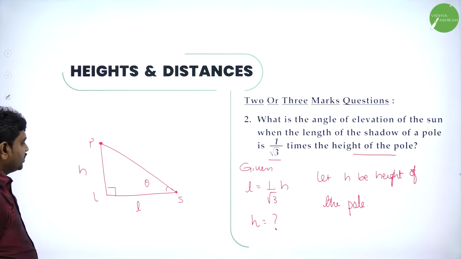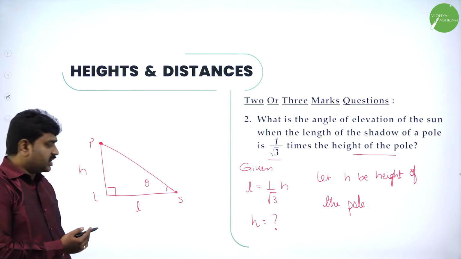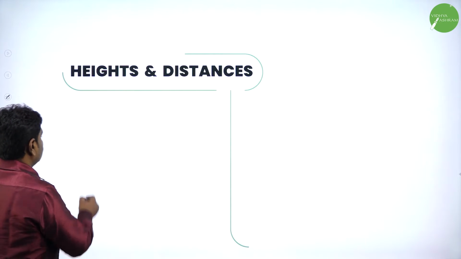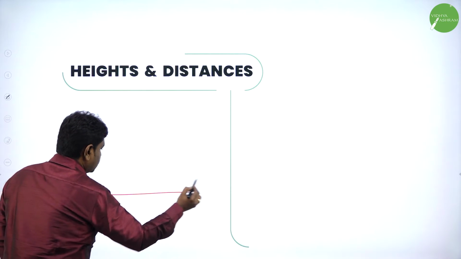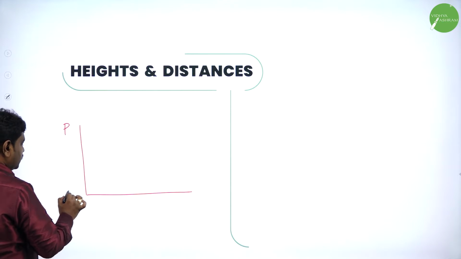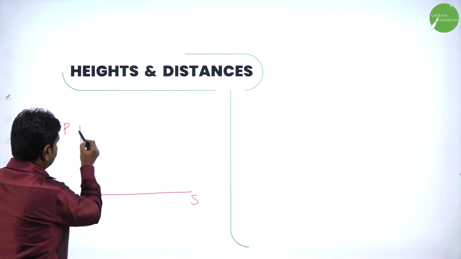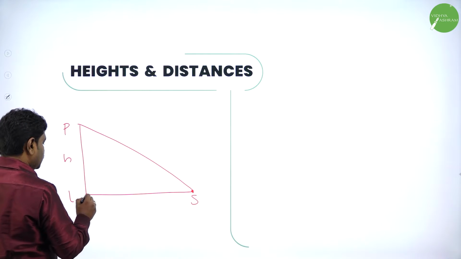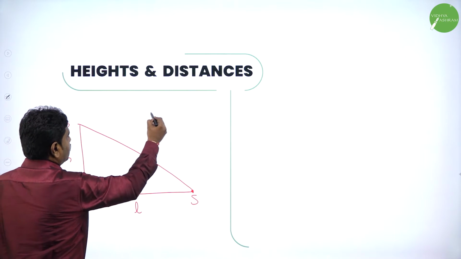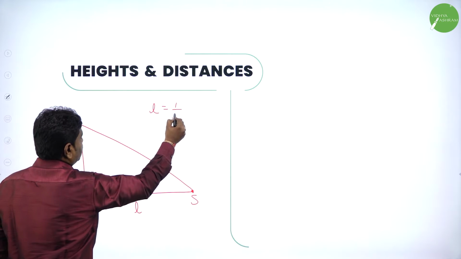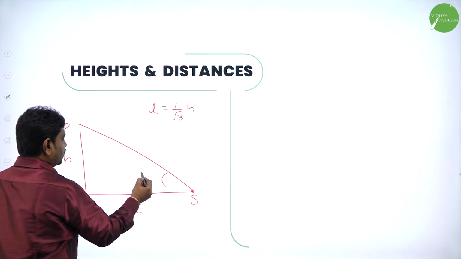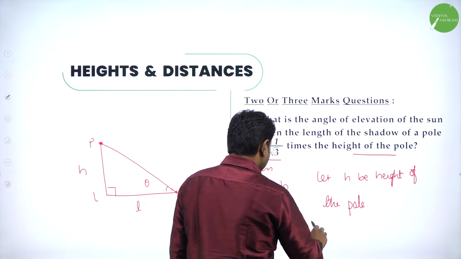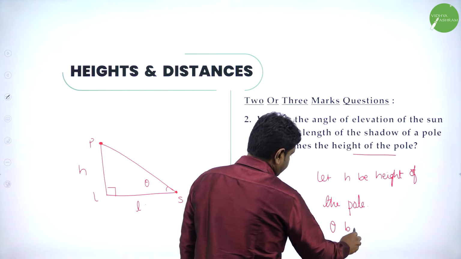So let us assume theta be the angle of elevation, and from this, you know this value L, so we'll link L and H. So what we got is a triangle. This is the pole length and this LS is the length of the shadow, and we'll join this. We'll assume the height of the pole is H, and the length of the shadow is L, and they gave L is equal to 1 by root 3 times height. Now they want you to find theta, the angle of elevation. Let theta be the angle of elevation.